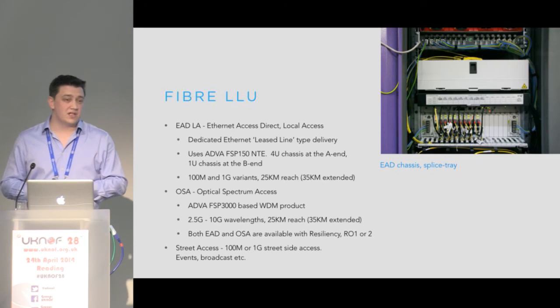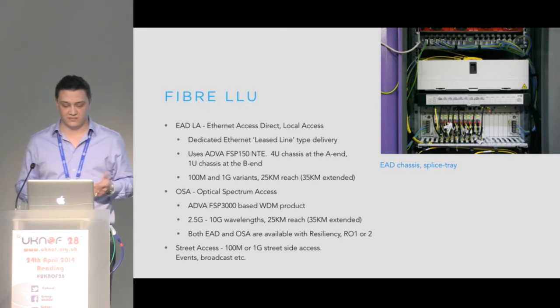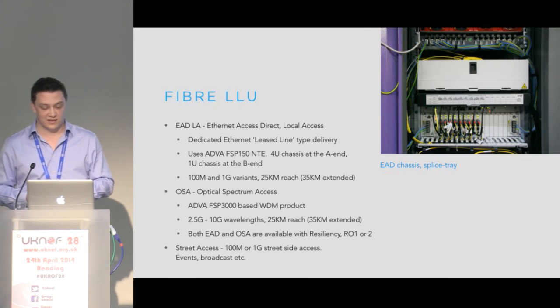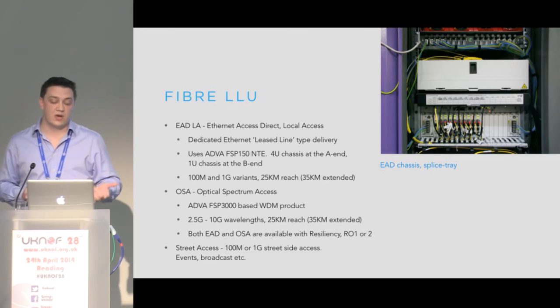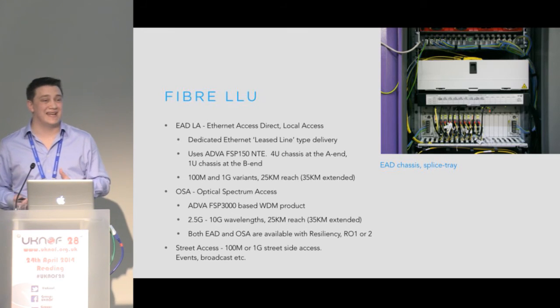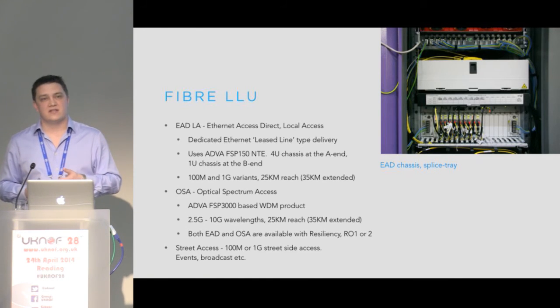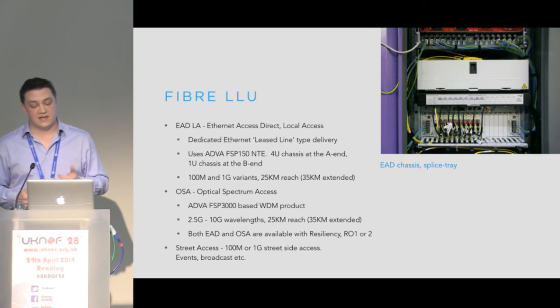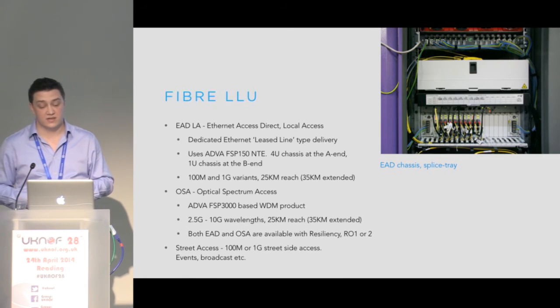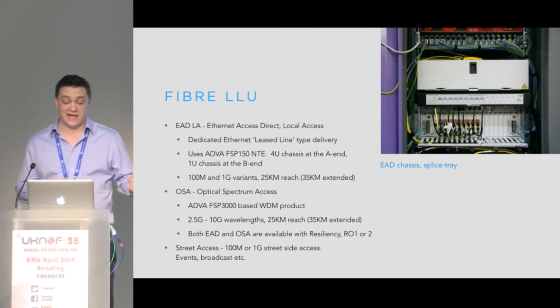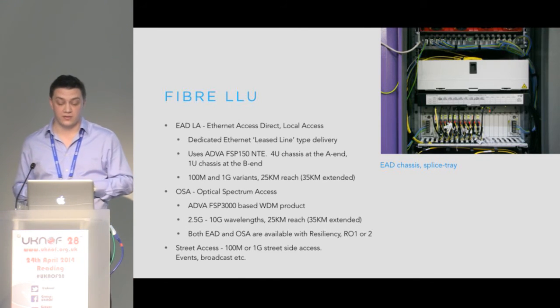They do a 10 meg version, but they priced it higher than the 100 meg, so for whatever reason, they basically should have deprecated it. There's the OSA, which will do 2.5 gig and 10 gig wavelength services. There is now an OSEA that uses Ciena instead of ADVA, and that'll do 40 gig and 100 gig if you want it. I don't know whether many people are going to be using that as exchange access. They might be using it as backhaul, though.